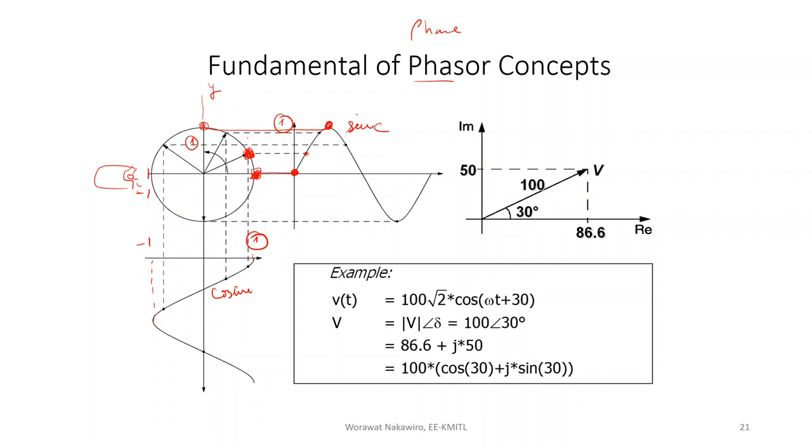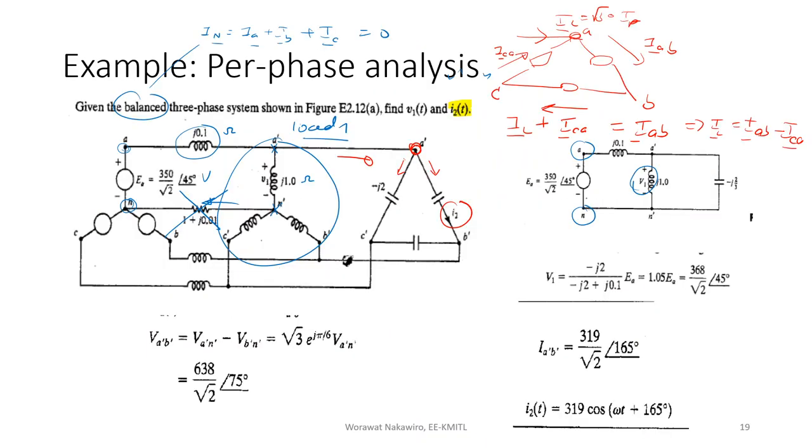If for example we have the time function of 100 divided by √2 cosine(omega t plus 30 degrees), the way we express it in terms of the phasor is that we just take the magnitude. The magnitude of the phasor is root 2 times less, because we expressed it in terms of an RMS value. You can see in a lot of books, when people write v(t) as 100 times root 2, that means we want the magnitude of the phasor to be 100 volts.